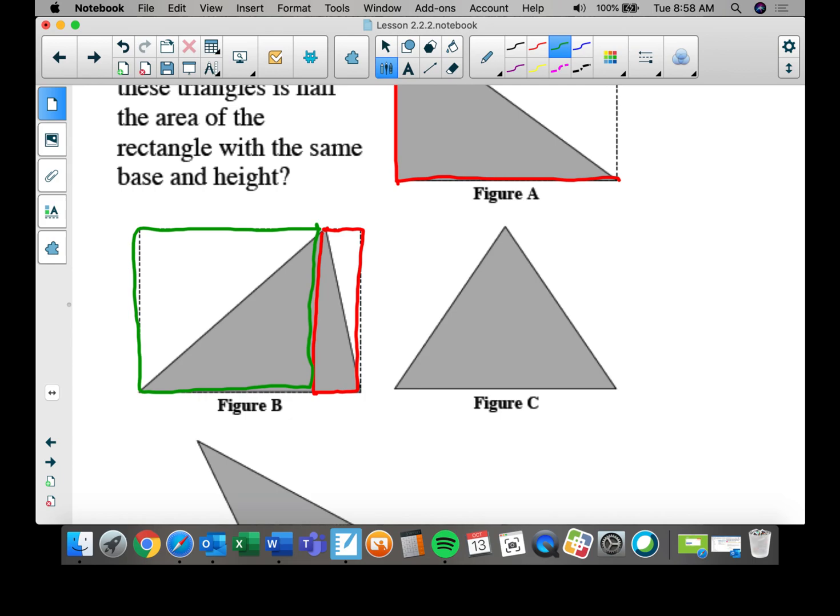Figure C, if we take a look, I could go through. Here would be rectangle number 1 right here. Cut that in half. There's your first rectangle. And then we would have rectangle number 2 right here. Okay, so this triangle, if you notice, is half of this giant rectangle. Okay, so there's our 1/2 base times height.